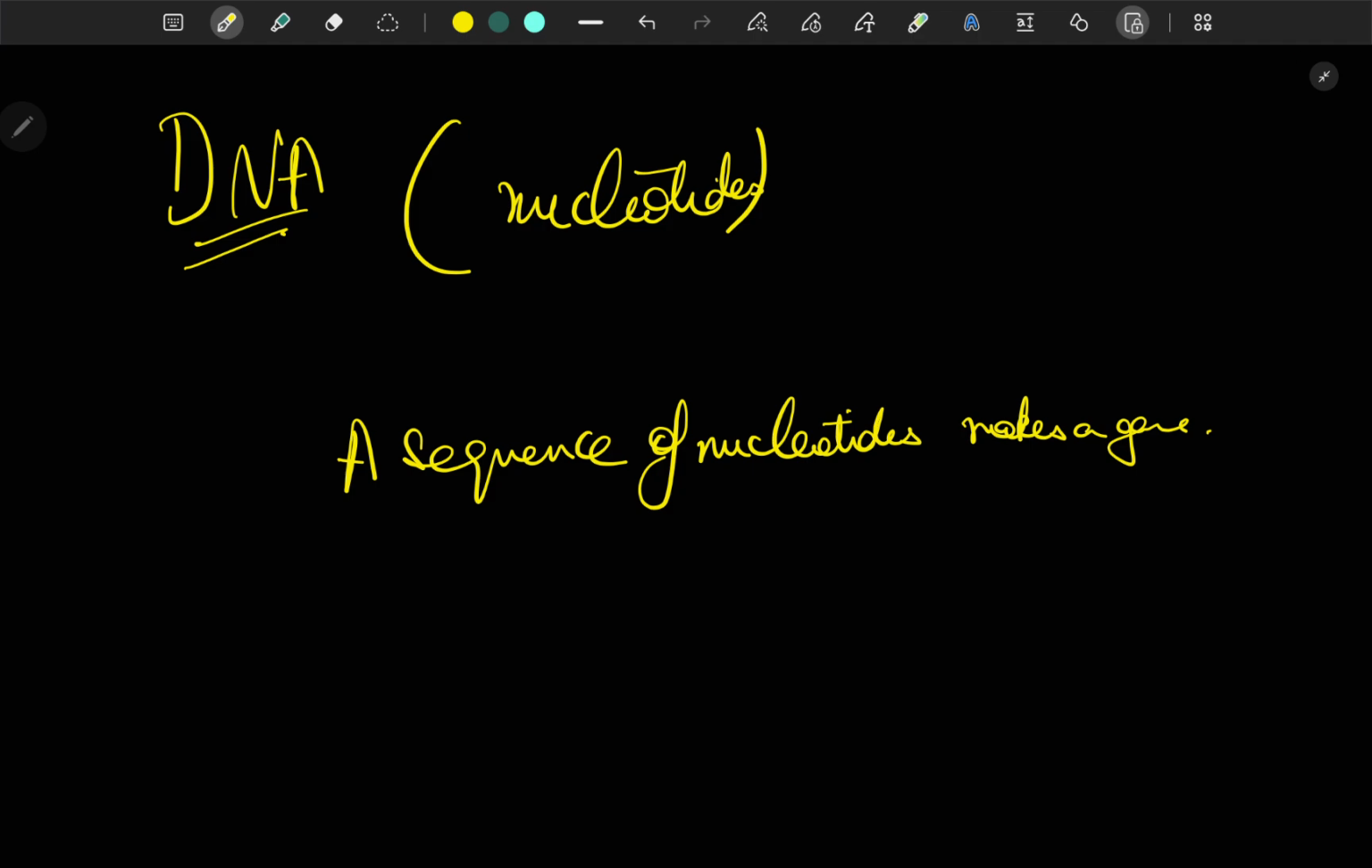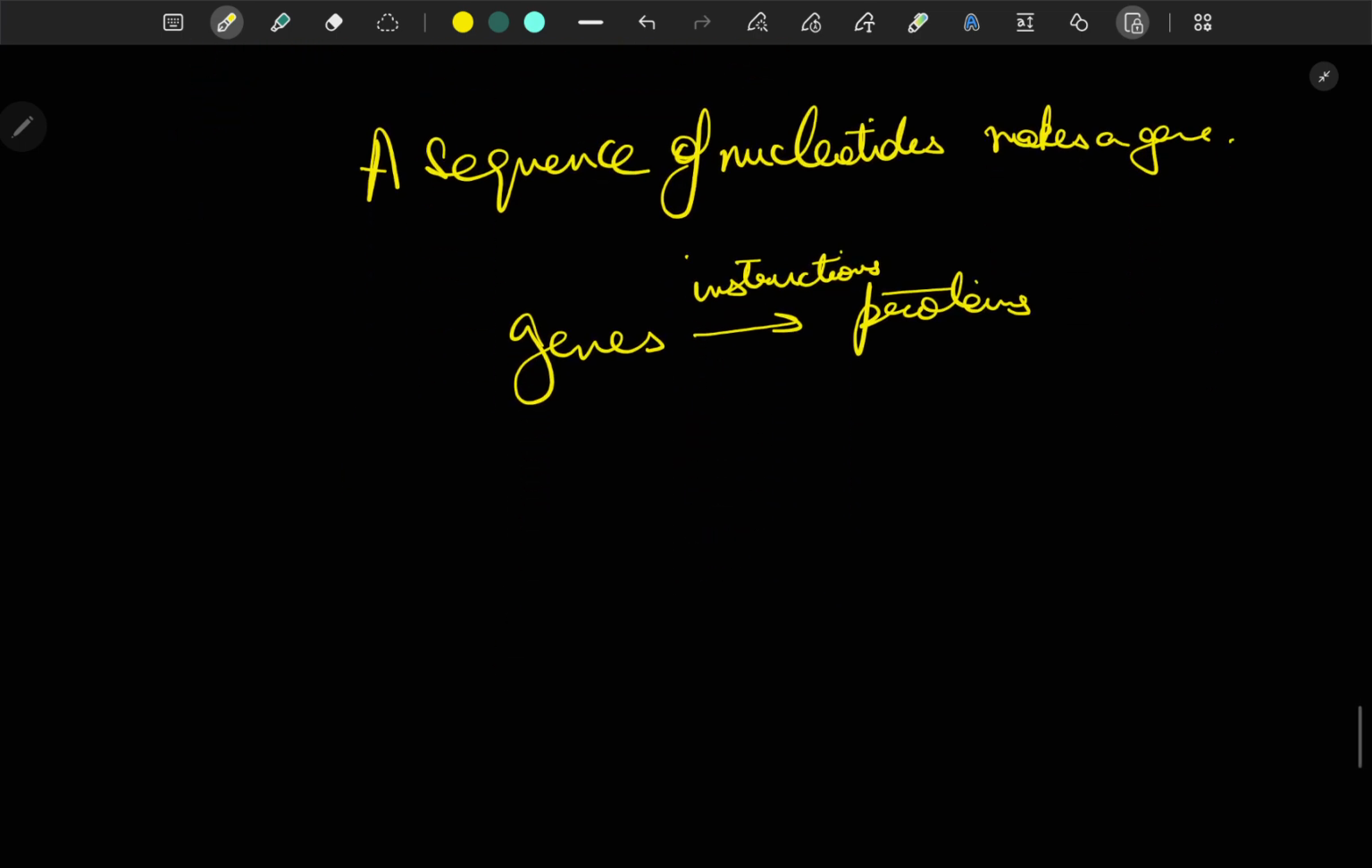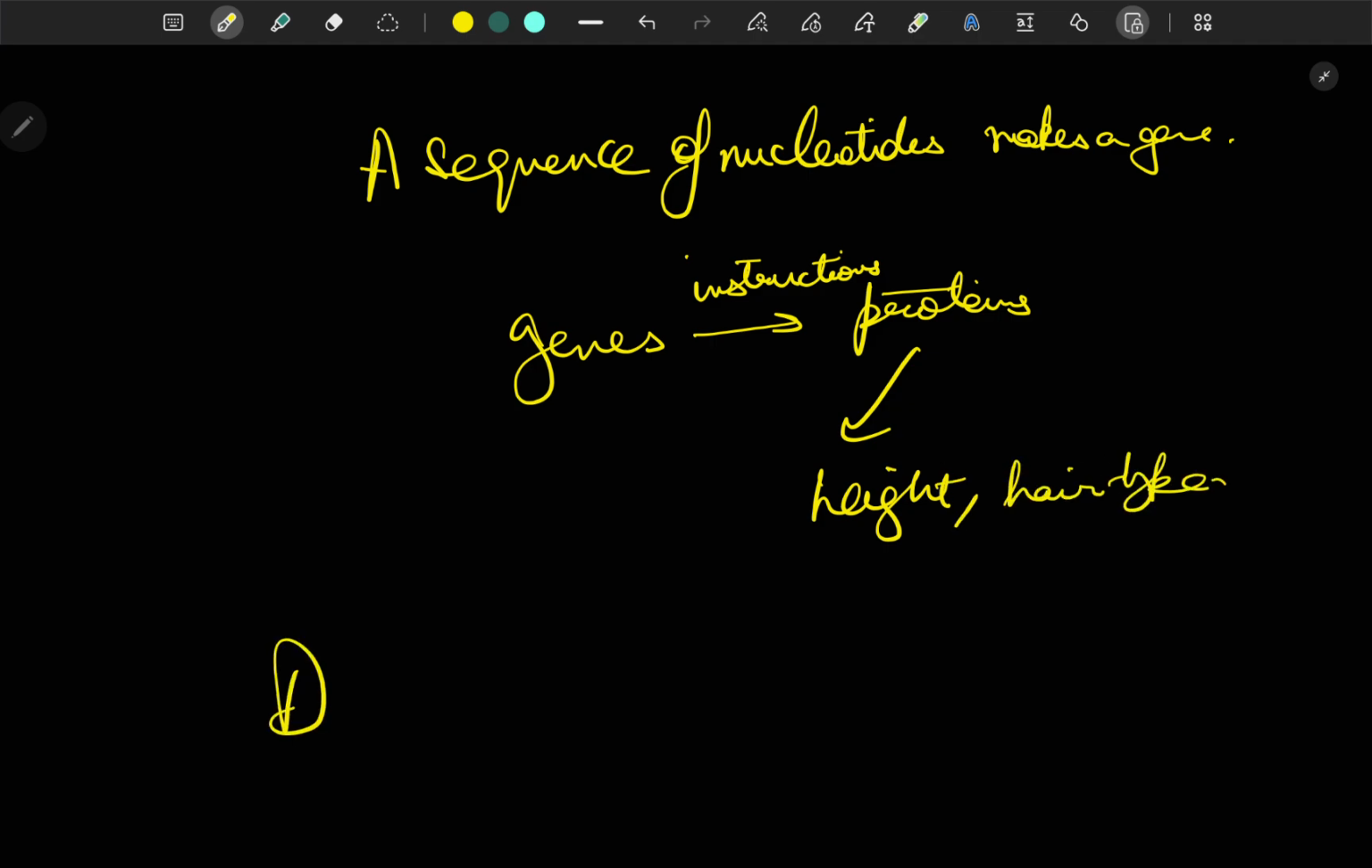You know how genes produce traits now. Most genes give instructions to make proteins. These proteins do the job inside a cell, which makes you who you are, for example your height and hair type. So what happens is DNA to proteins, proteins to traits.